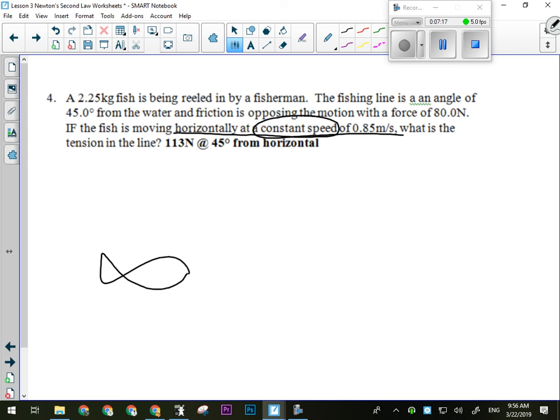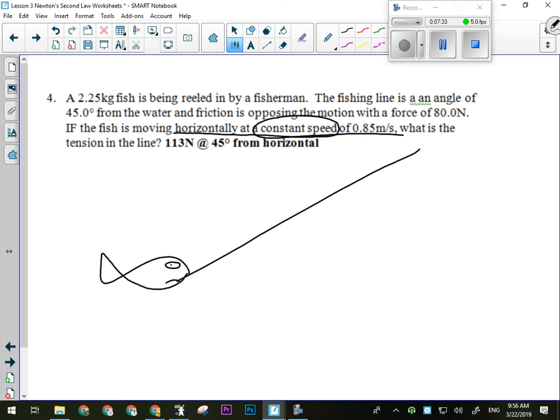I was concentrating on sticking my tongue out. Okay. He's got a hook in his face. He's being reeled in by a fisherman. That would make me happy. Okay. So he's grumpy. Okay.